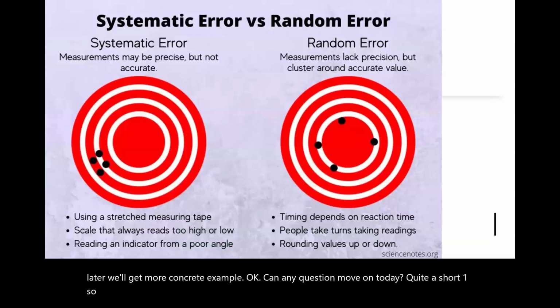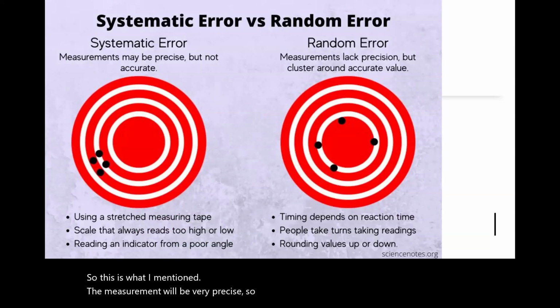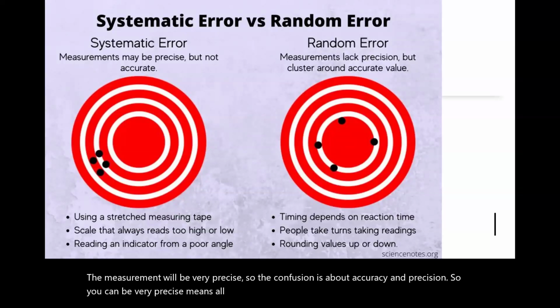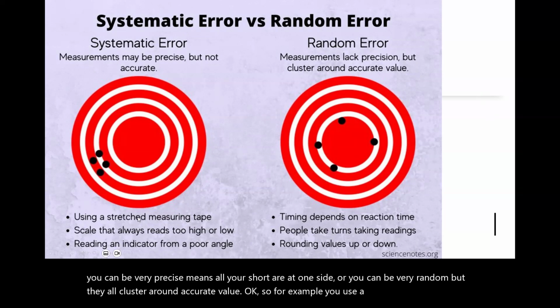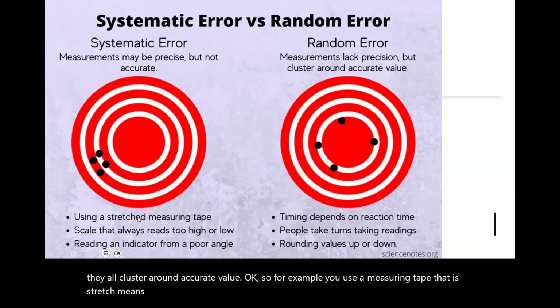So this is what I mentioned. The measurement is very precise. The confusion is about accuracy and precision. You can be very precise, meaning all your shots are on one side, or you can be very random but all clustered around the accurate value. For example, if you use a measuring tape that is stretched, it's overly measuring, so you'll always be either too high or too low.